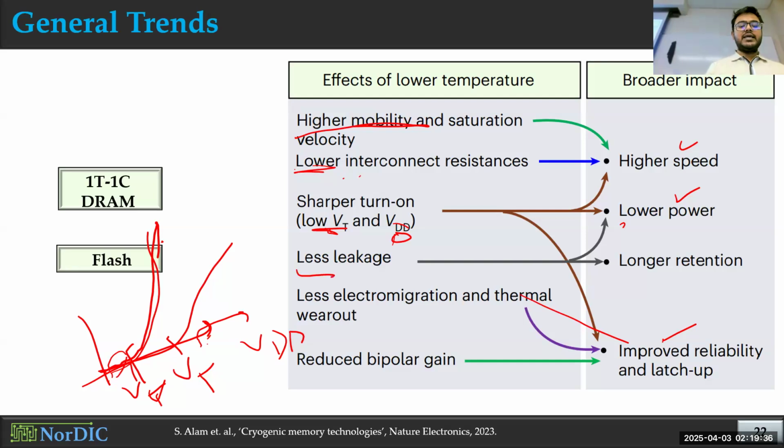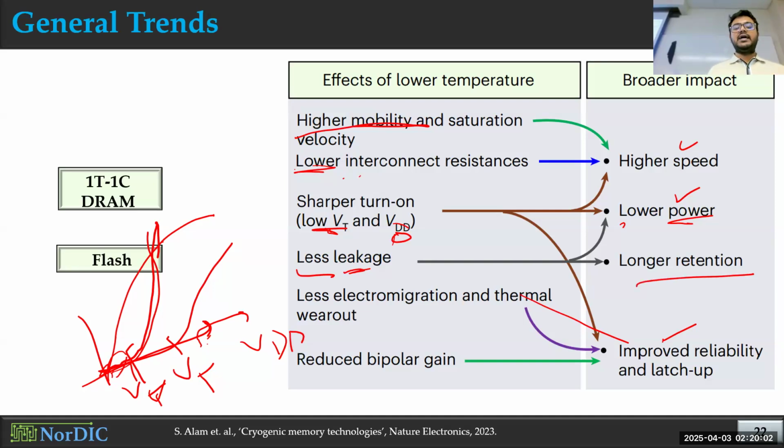And another advantage is, if you plot the same curve in the log scale, you see there is some off current. Ideally, there should not be any current when the gate voltage is 0, but there is some current, right? We call it off current or leakage. And when we take the transistor to a cryogenic environment, that leakage also decreases, the off current decreases. Now, if you have less leakage, again, we will have lower power consumption.